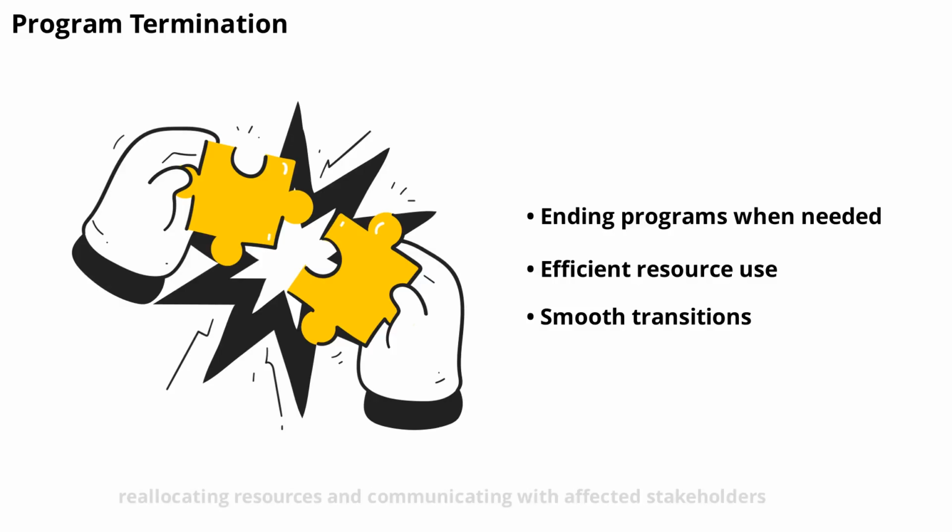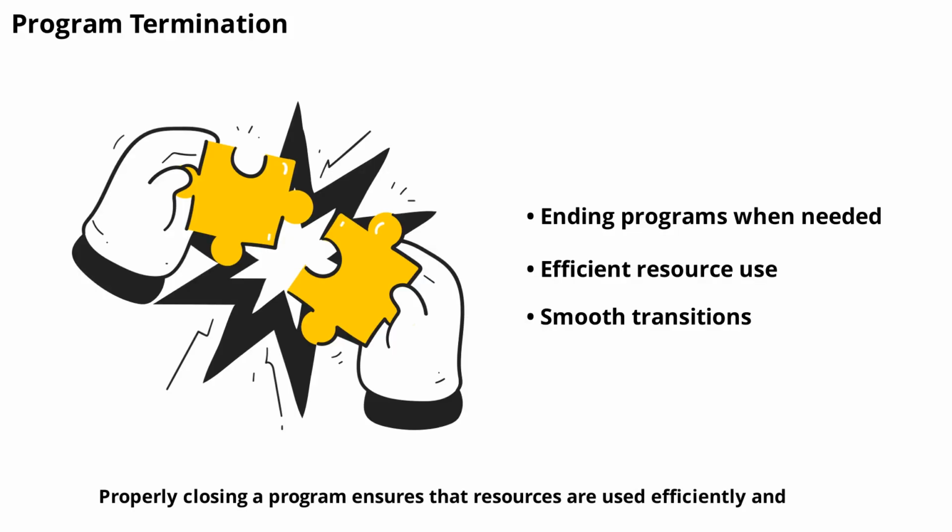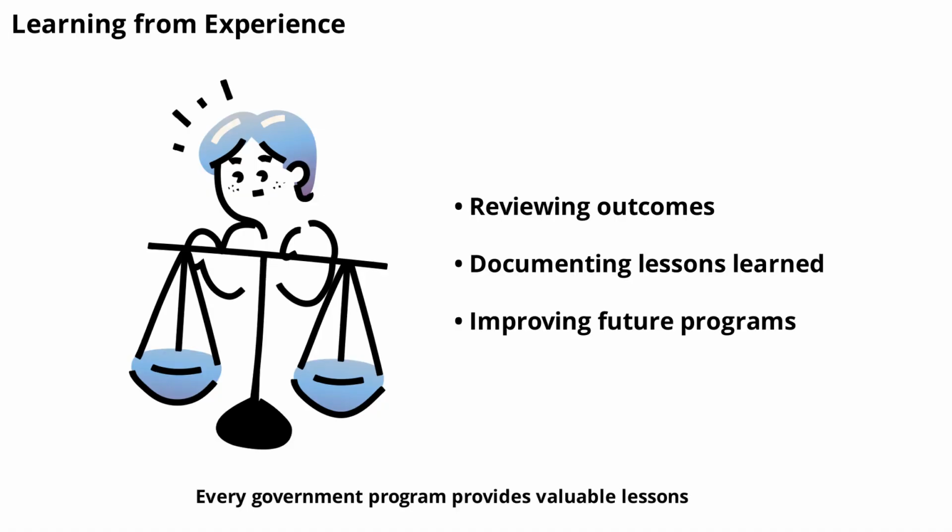Termination involves winding down operations, reallocating resources, and communicating with affected stakeholders. Properly closing a program ensures that resources are used efficiently and that the transition is as smooth as possible for everyone involved. Every government program provides valuable lessons.